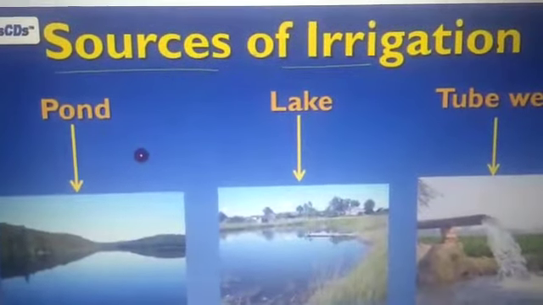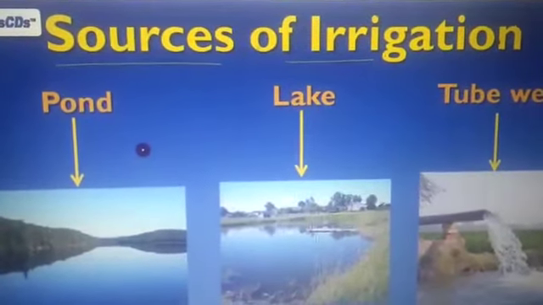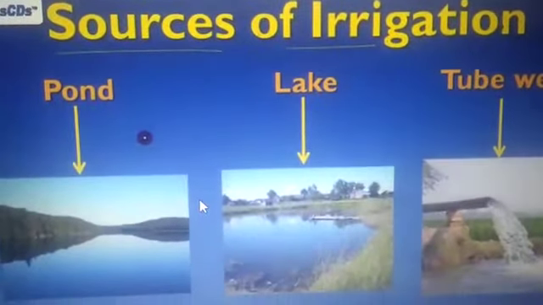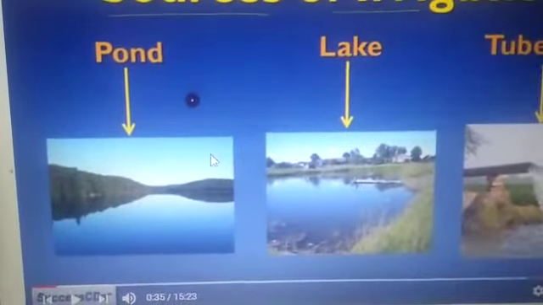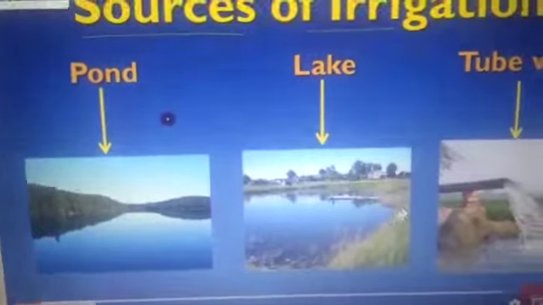Sources of irrigation. We get water from pond, lake and tube well for irrigation. This is a pond, this is a lake and this is a tube well.